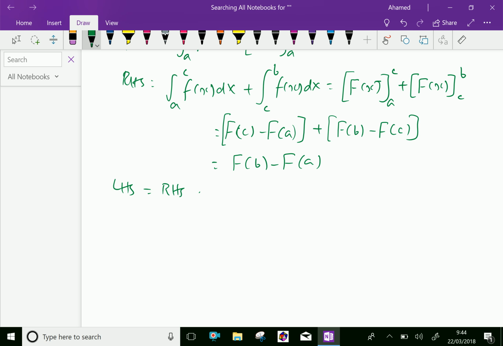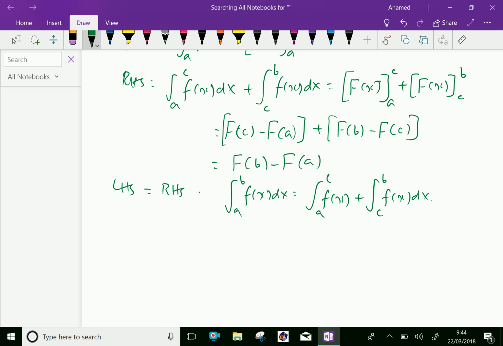Therefore you can write the result one more time: integral a to b f of x dx equals integral a to c f of x dx plus integral c to b f of x dx.